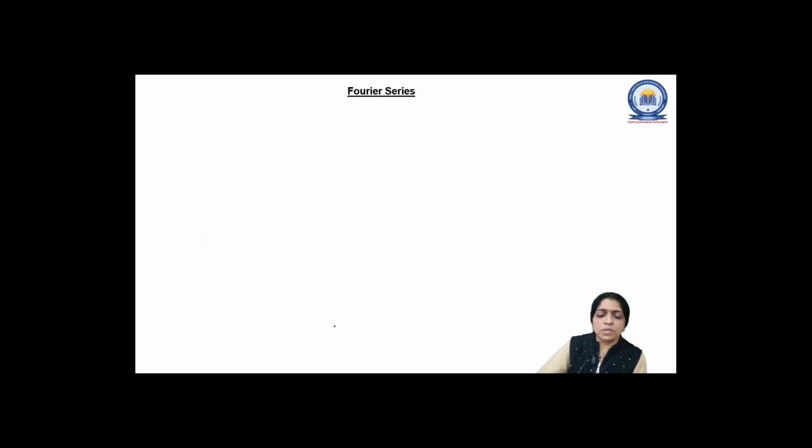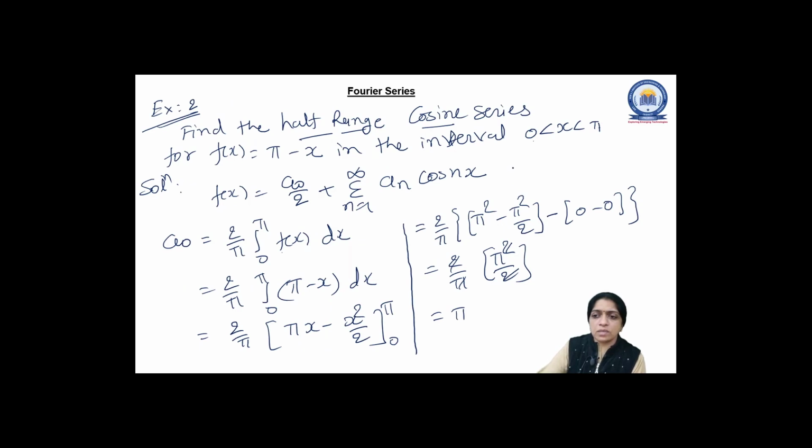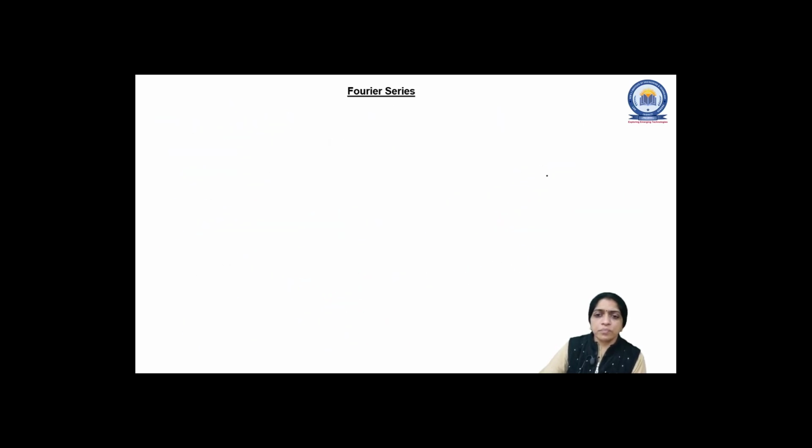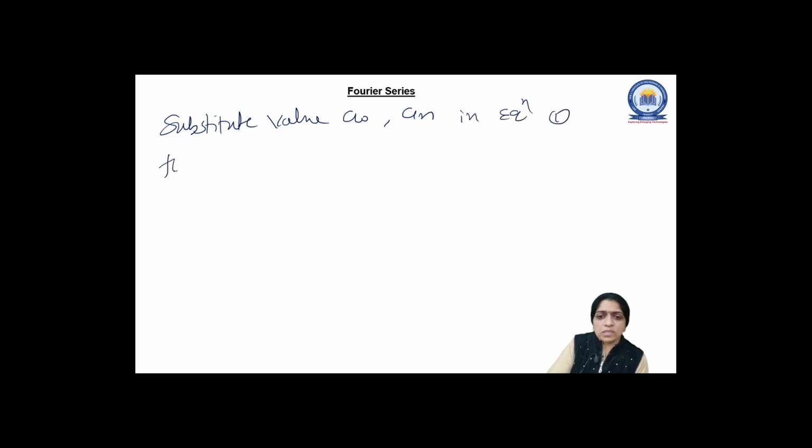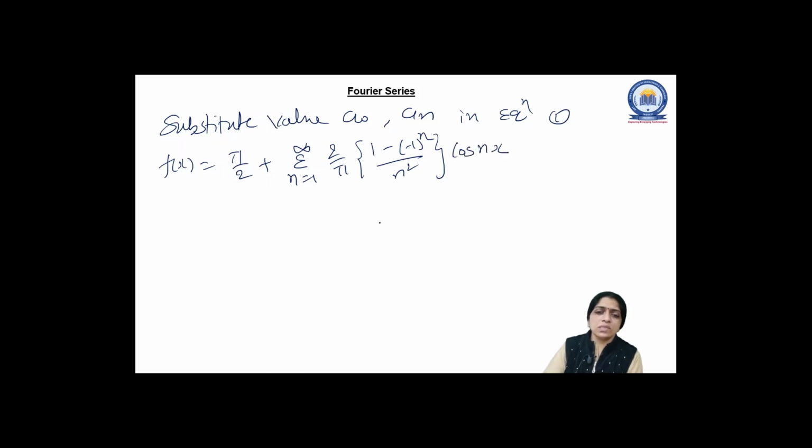We are going to substitute the values of a0 and an in equation 1. That is, f of x is equal to, a0 is pi, so pi by 2, plus summation n from 1 to infinity, the value of an is 2 by pi times 1 minus minus 1 raised to n upon n square, into cos nx. So dear students, this is the half range cosine series for the given function pi minus x.